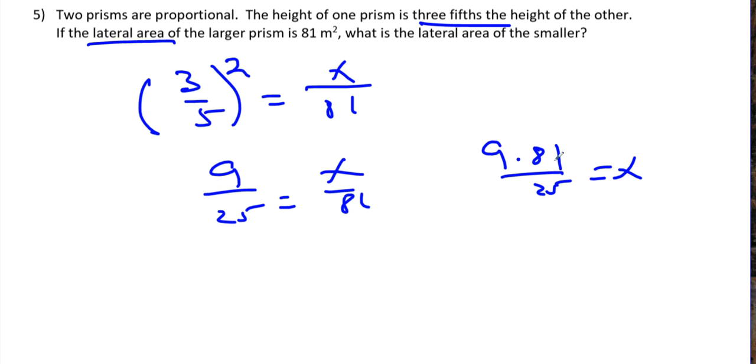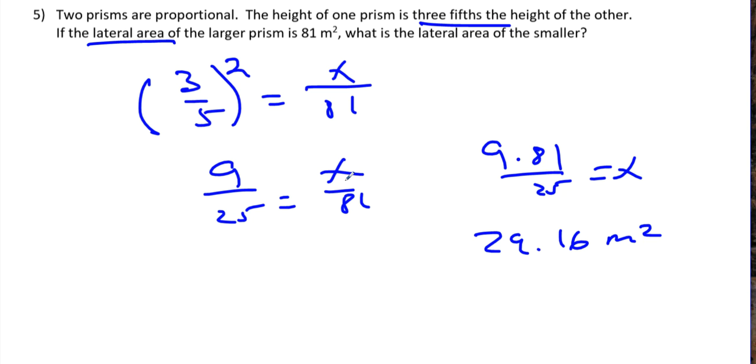Right? And I am going to put this in the calculator because I didn't work this one out. So 9 times 81 divided by 25 gives me 29.16. Okay? Meters squared. Alrighty. So height of one person is 3/5 of the other. Lateral area is larger, so I put large on bottom.